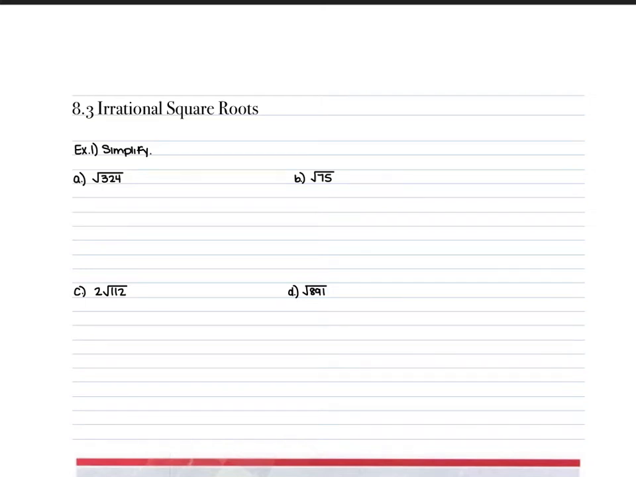8.3 Irrational square roots. When we say irrational, we just mean that we're taking the square root of a number that isn't a perfect square. So normally 4, 9, 36, 25, 81, these are all perfect squares. If you take the square root of a number that is not a perfect square, you're going to have an irrational square root.